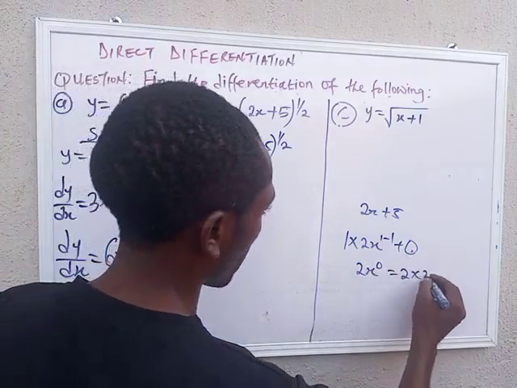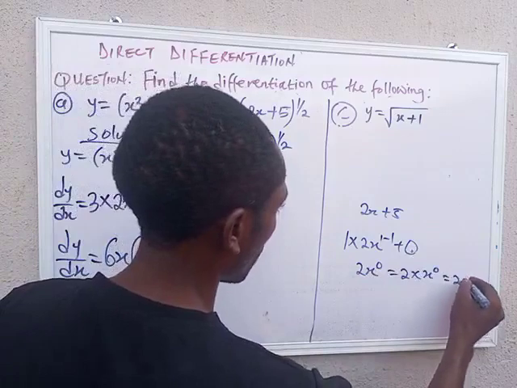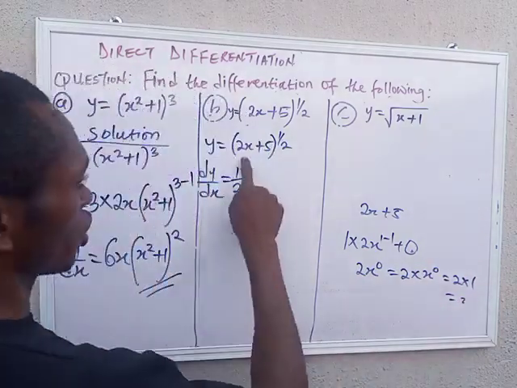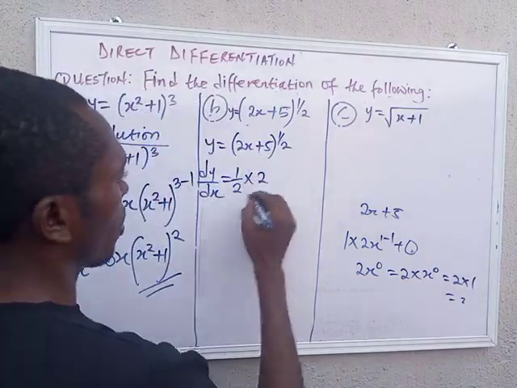This is 2 times x raised to the power of 0. And this 2 times x raised to the power of 0 is 1. 2 times 1 is 2. So the differentiation of what is in the bracket here is 2.